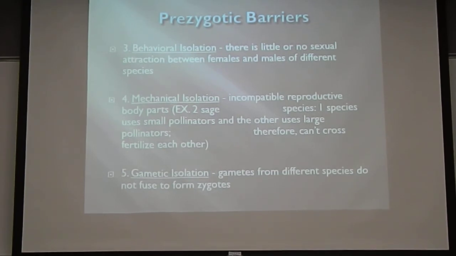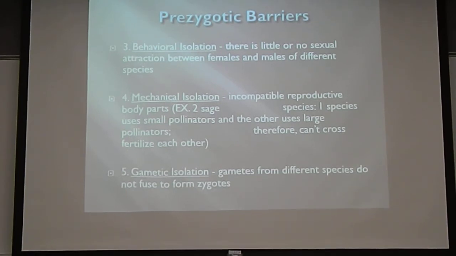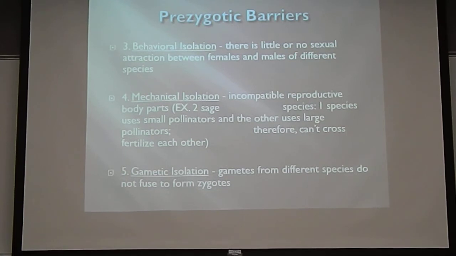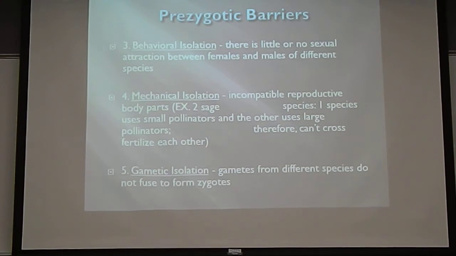Behavioral isolation is when there's little or no sexual attraction between females and males of different species. For instance, there are large birds called cranes. There are two species, the sandhill crane and the whooping crane. They mate and they lay their eggs in the same areas.